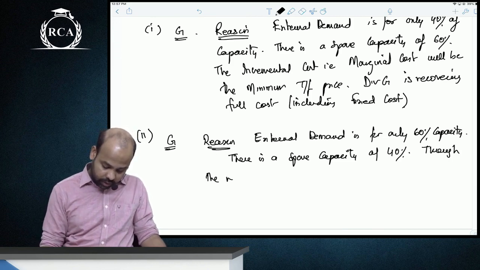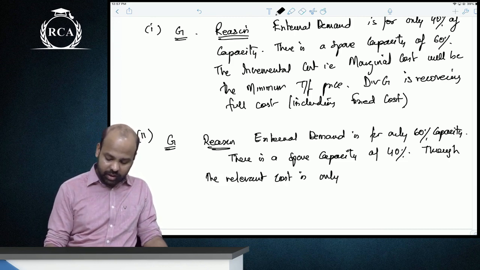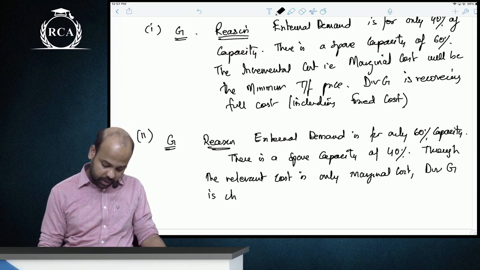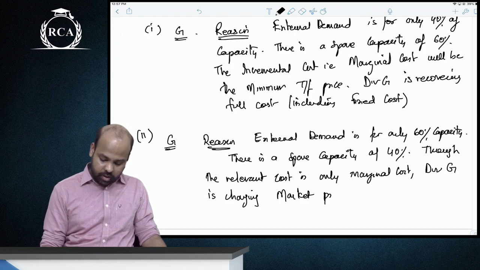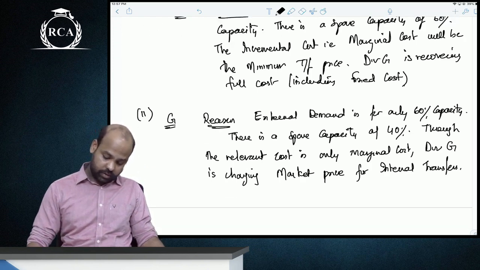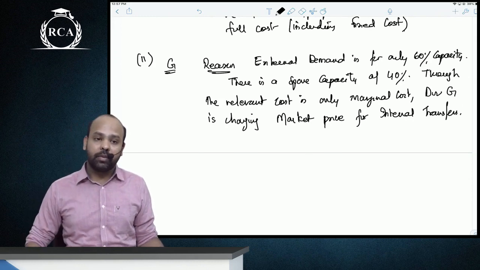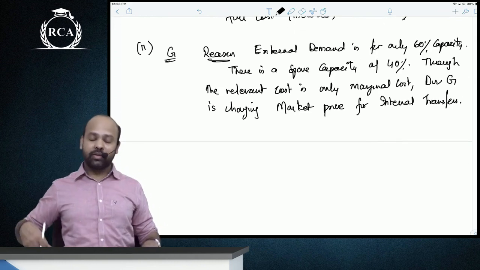Though the relevant cost, beta, is only marginal cost, Division G is charging market price for internal transfers. I hope you're all clear about this, beta. Division G, guys, is charging market price for internal transfers. Understood, sir? This is the answer to the second bit.